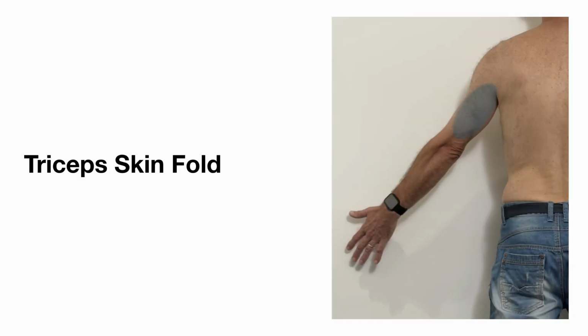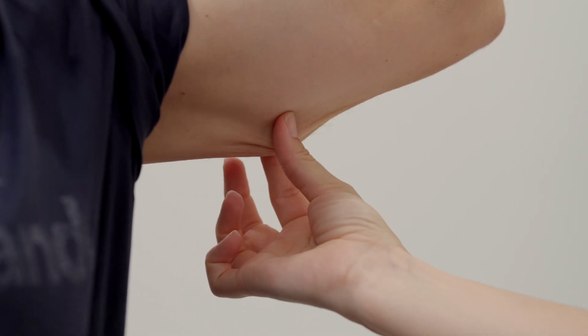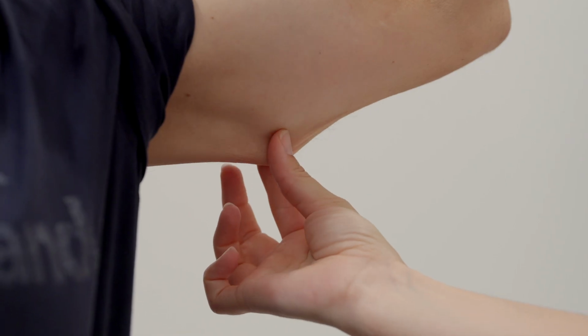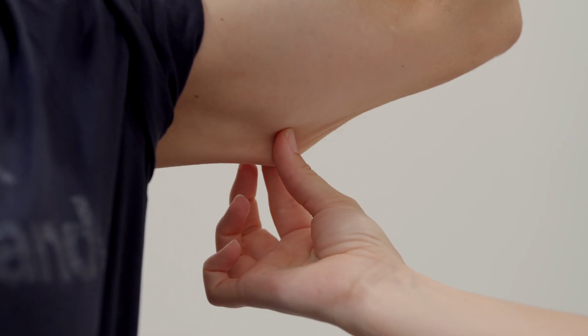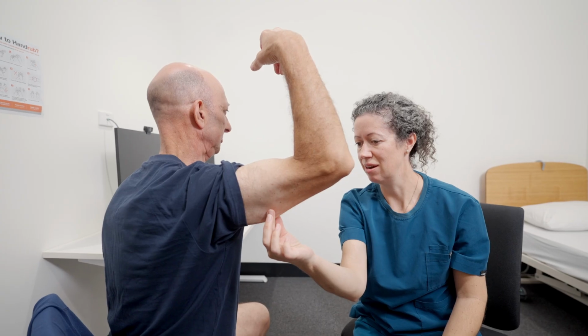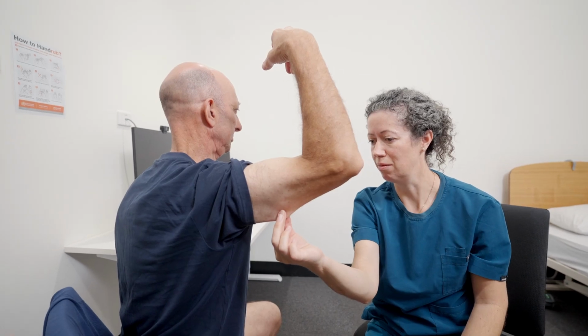Next, assess fat stores in the area of the triceps on the back of the upper arm. Gently pinch the skin fold between your thumb and finger, ensuring you're assessing the fat layer, not the muscle itself. Your fingers should not touch. If fingers are close to touching, then this indicates depleted fat stores.